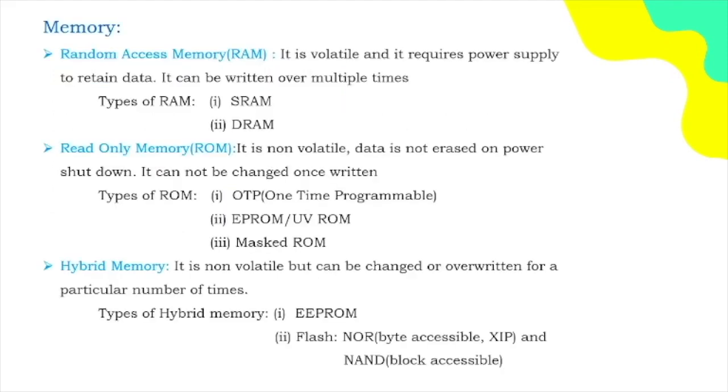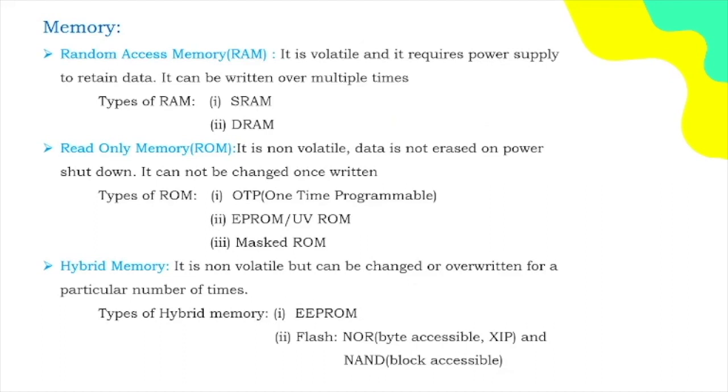After that, we have seen various types of memory. The various types of memories are RAM, that is random access memory, then read-only memory, ROM, and the third one is hybrid memory. So first, random access memory. Random access memory is volatile, and it requires power supply to retain data. It can be written over multiple times. Types of RAM are of two types. First one is SRAM and second one is DRAM.